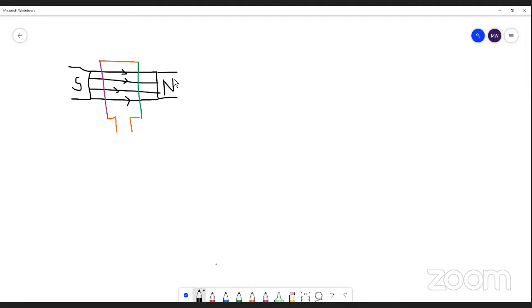Okay, so if I had this coil in here and I've got my pink coil and I've got my green coil, we now know from grade 11 that if you take a coil and put it inside a magnetic field and move that coil up and down, you will be able to induce a current. So you'll be able to make the electrons in your coil flow from one side to the other.